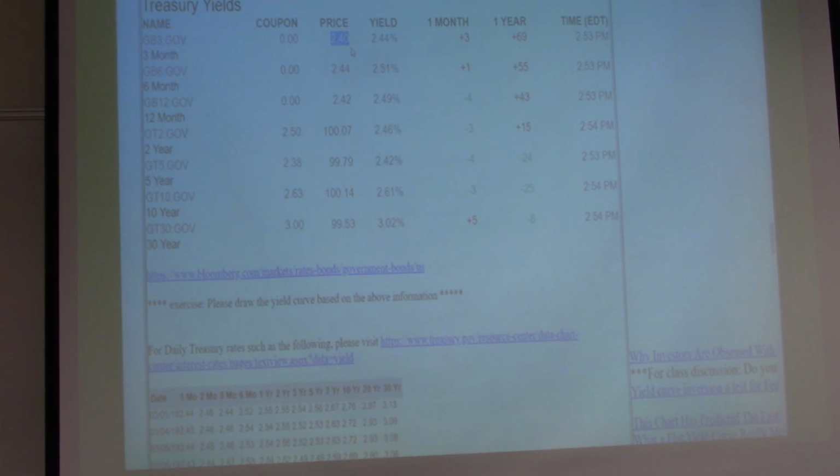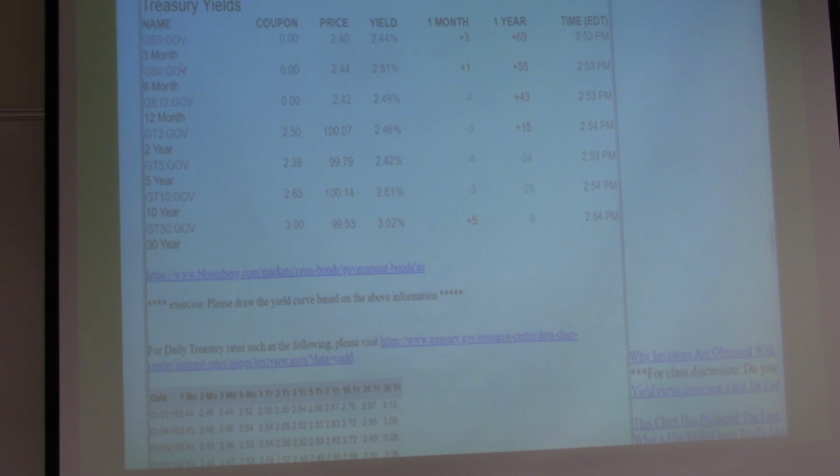I don't know. Maybe you guys can help me. How frequent are the coupon payments? Coupon payment is 0 because these mature in 3 months. You see, so there's no coupon. Coupon is only for Treasury securities longer than a year. You receive coupon.